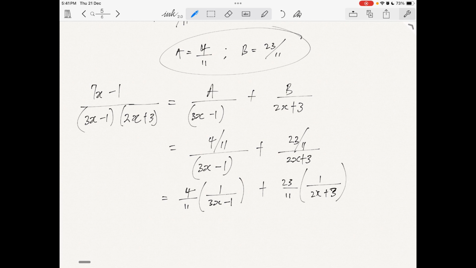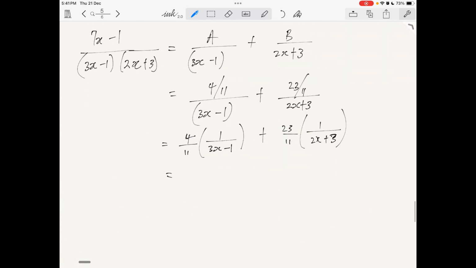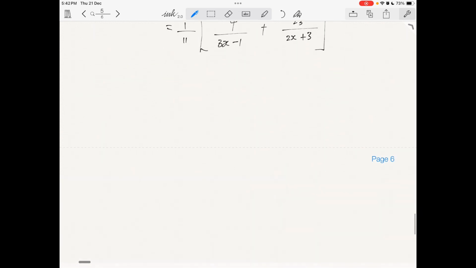With respect to that, we can now factorize using 1 over 11. We bring 1 over 11 outside, and we'll be left with 4 over 3x minus 1 plus 23 over 2x plus 3. Now this is what we understand by having non-repeated linear factors. So let's pick one more example. Let's call it example 3.